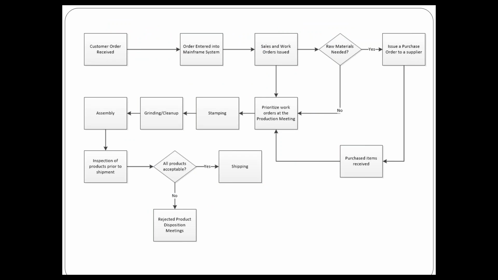Now, you will note that there are a total of 12 steps on here and 2 decision diamonds. And again, we look at this and we say, well, okay, does this mean that the organization has 12 processes? So we look at something like assembly. Okay, it's possible that assembly is a standalone process. But then we look at something like order entered into mainframe system. Is that really a standalone process? Is that really a distinct activity with inputs and outputs and a defined goal and things of this nature?